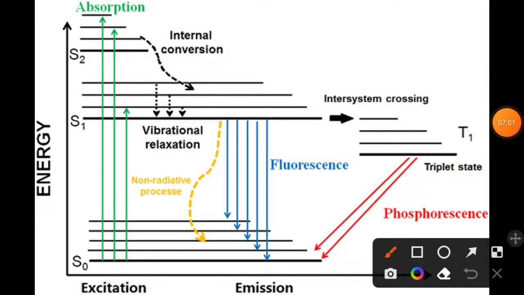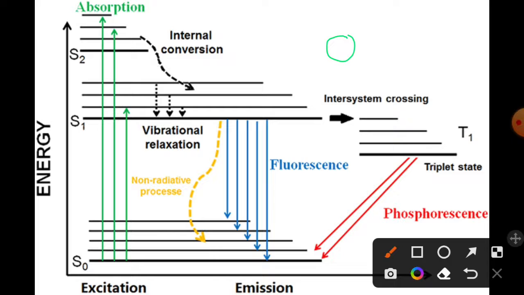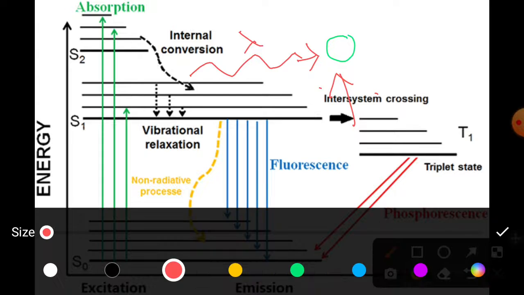Let's see, this circle that I have drawn here is a fluorescent molecule. Now if you use light of a particular wavelength that can be absorbed by that particular fluorescent dye or molecule, what will happen? This fluorescent molecule will be excited.